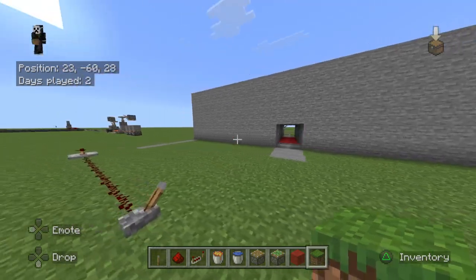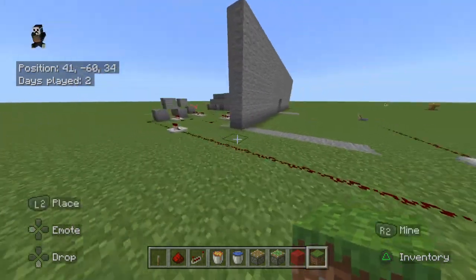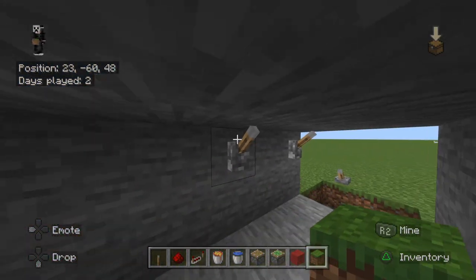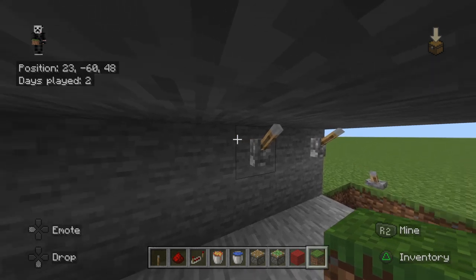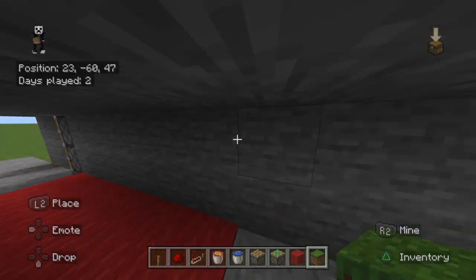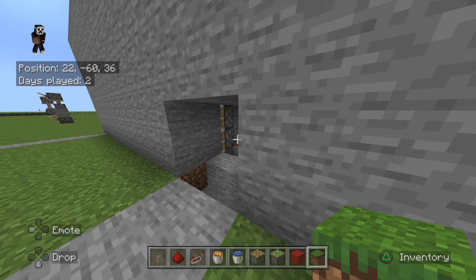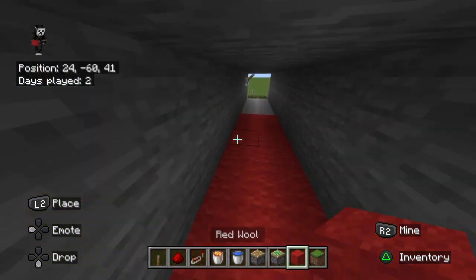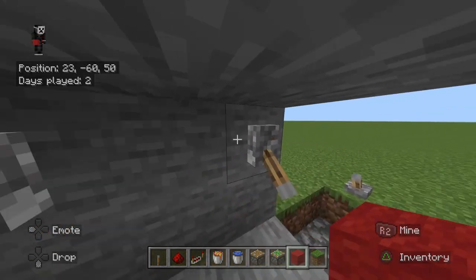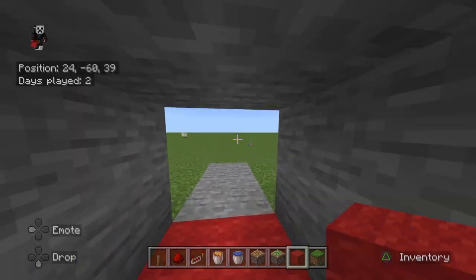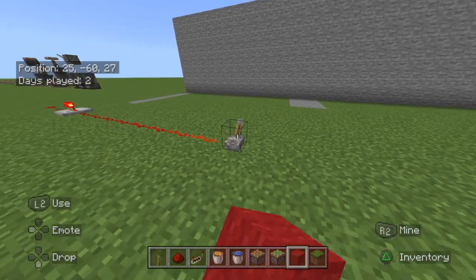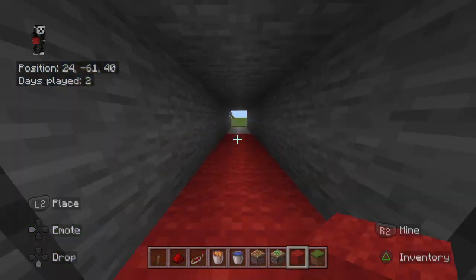Now, this is a three lever system. I couldn't actually get it to finish out to one lever. Don't mind that one, that one's a little surprise. But basically, what's going to happen is you'd come in here, flick this lever, it shuts it. You'd flick this one, it opens. And then you flick this one, it closes again.